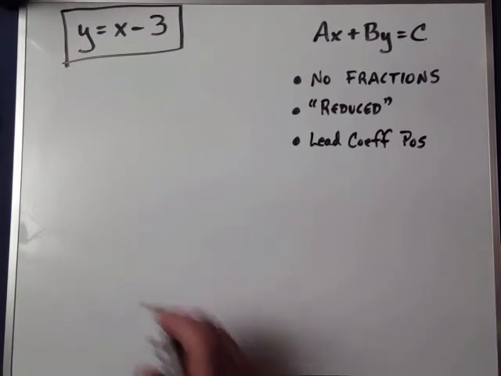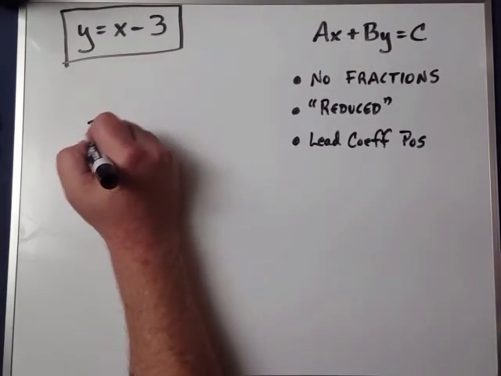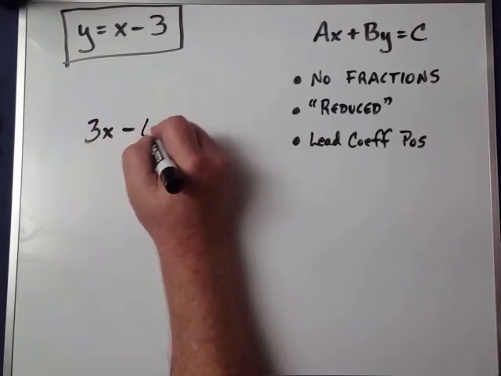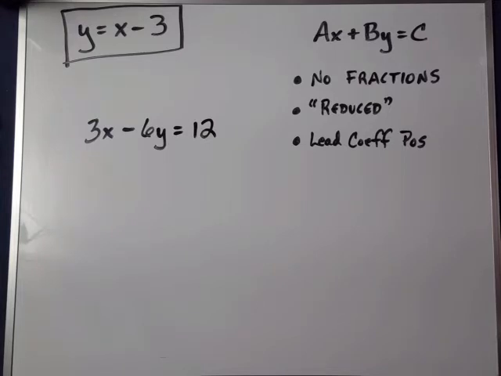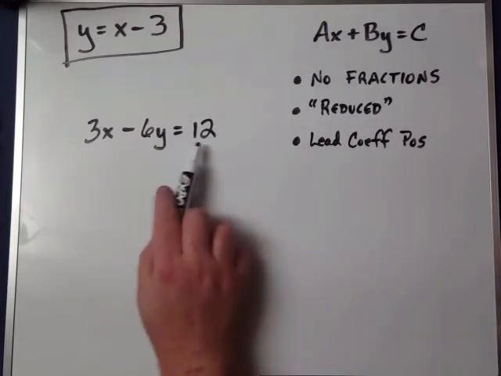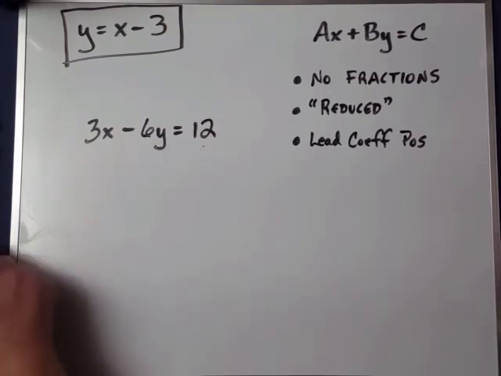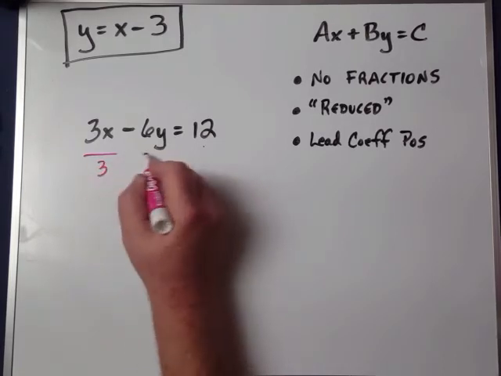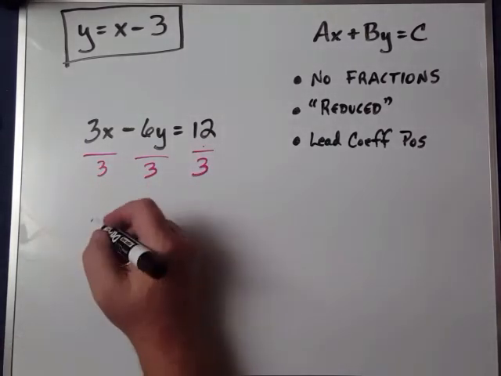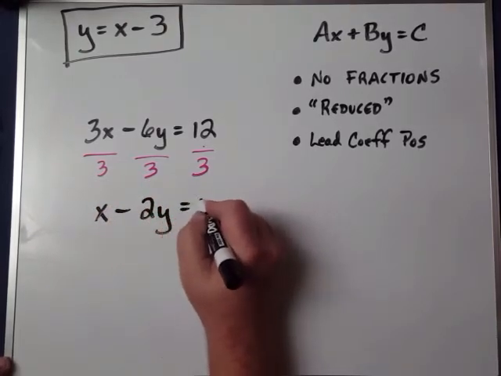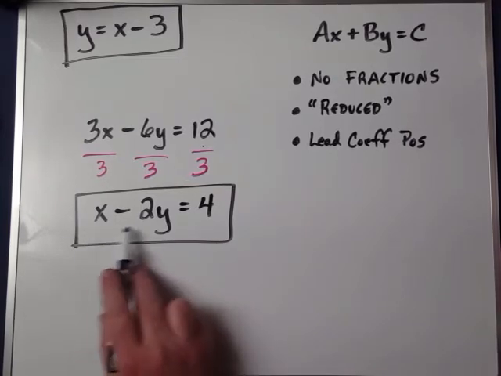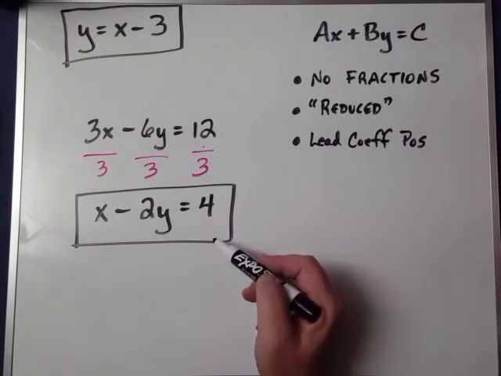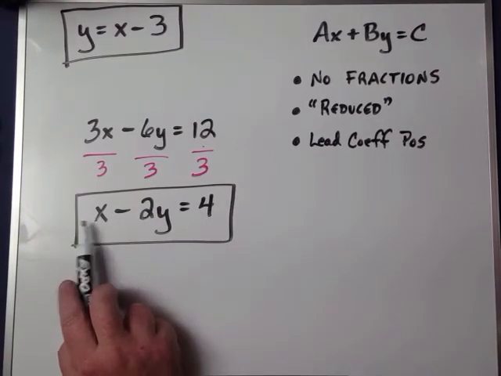For example, if we had the equation 3x minus 6y equals 12, is this in its final standard form meeting all three conventions? No, it's not, because it's not reduced. The 3, the 6, and the 12 are all divisible by 3. So, divide both sides by 3, which we have learned we can distribute. That is, divide every term by 3, to get x minus 2y equals 4. This is appropriate for a final answer in standard form. There are no fractions. It is now reduced, and the leading coefficient is positive.